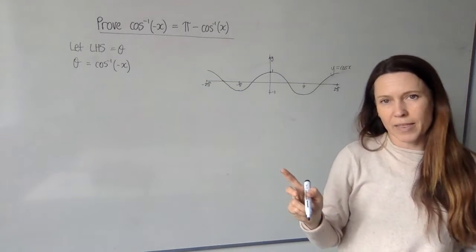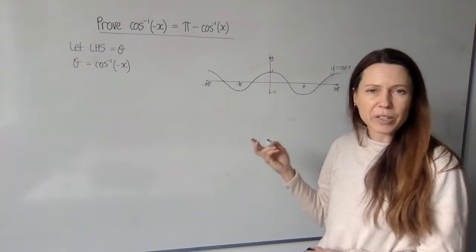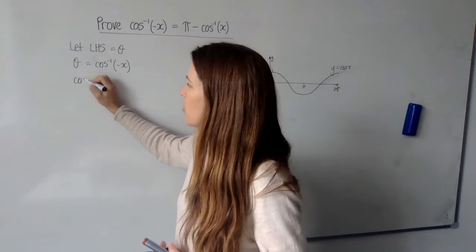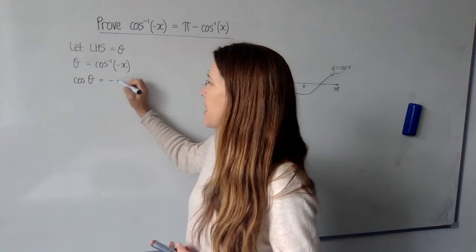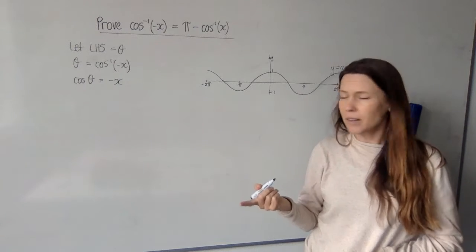Okay, we've started each one that way, so it's nice to have a little bit of continuity and keep going the same way. What did we do next? Well, we rearranged that, didn't we? We said that means that the cos of theta is equal to negative x. All right, so far, same process. What did we do next?